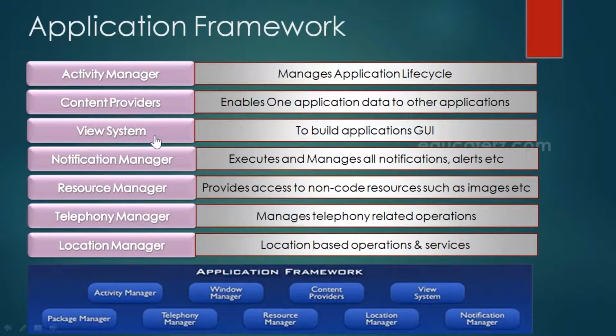The view system is what we use to develop our application UI. The basic views are text views, text boxes, list view, grid view, radio button, and so on. The notification manager executes all notifications belonging to the system along with application alerts. System notifications are like battery fully charged or battery low, and application alerts are like WhatsApp notifications, Facebook Messenger, or Gmail notifications.